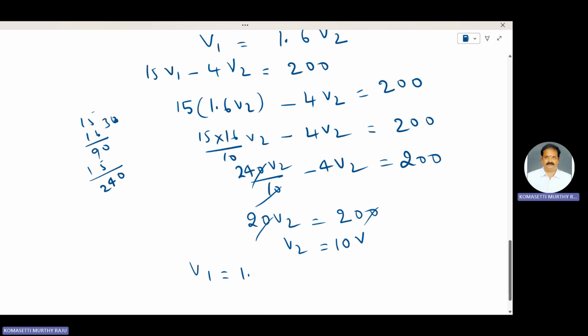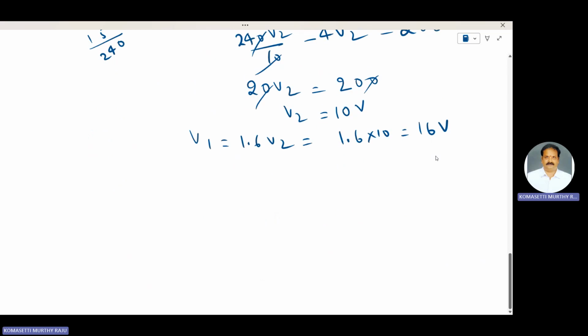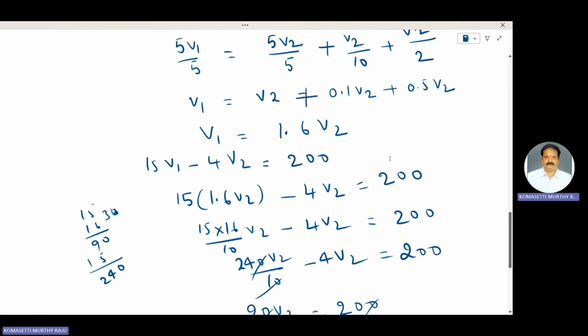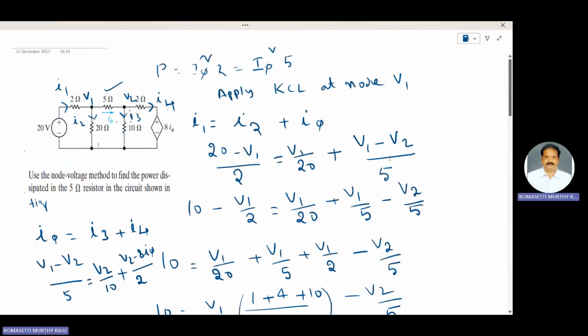V1 is equal to 1.6 into V2, that is 1.6 into 10, which is 16 volts. We know that I5 is equal to (V1 minus V2) by 5. V1 is 16, V2 is 10, divided by 5. That is 6 by 5, 1.2 amperes. Here I5 is equal to 1.2 amperes.